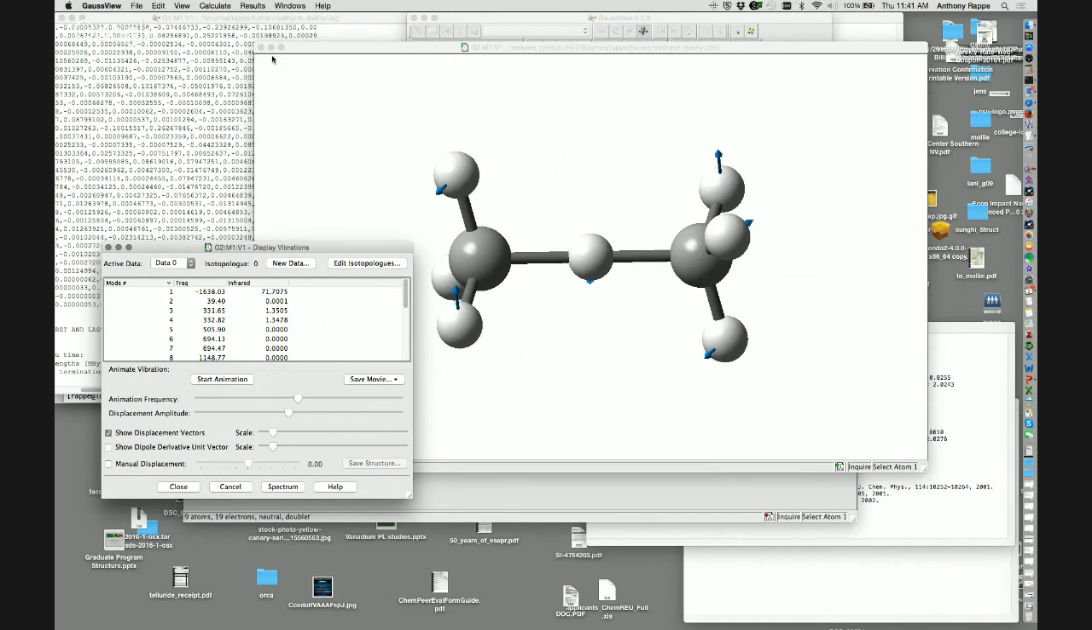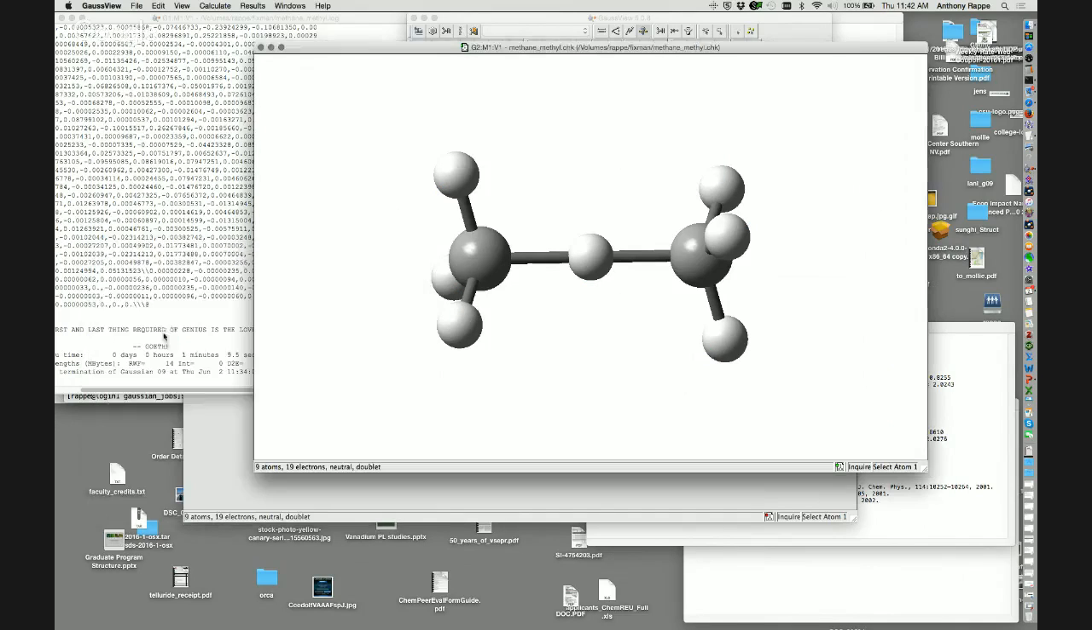I'm still a little confused about how to tell it to use frequency, or does it just automatically do it? In GaussView, we read in the checkpoint file, and we have all the information about the calculation.